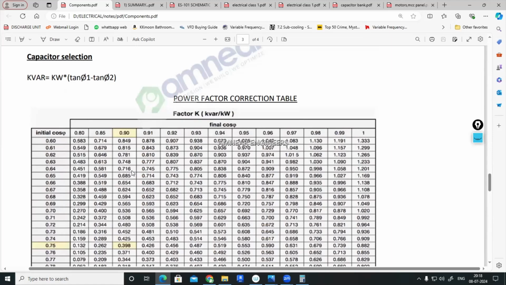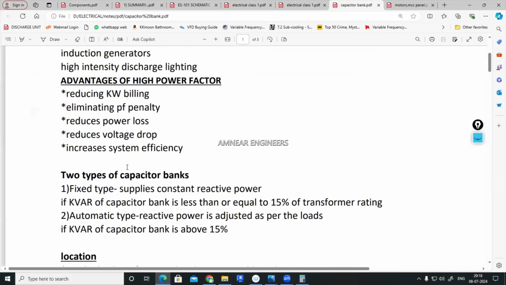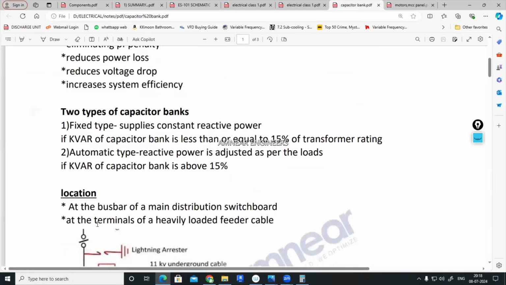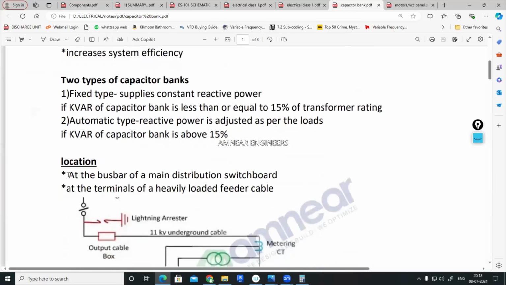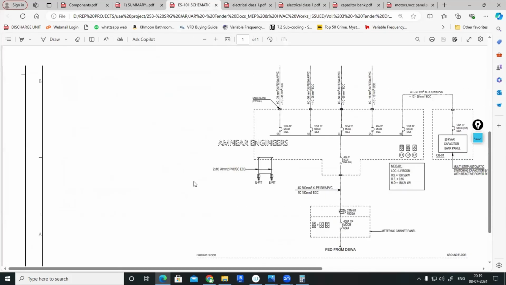Then I have told you about capacitor bank calculation. So where to connect this capacitor bank? The location of the capacitor bank can be at the bus bar of a main distribution switchboard or at the terminals of a heavily loaded feeder cable, right? I will show you where a capacitor bank is connected, say in our previous project.